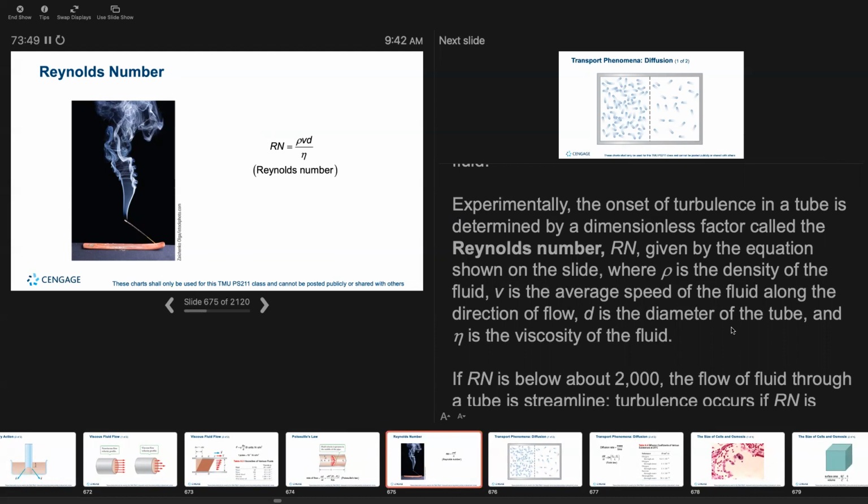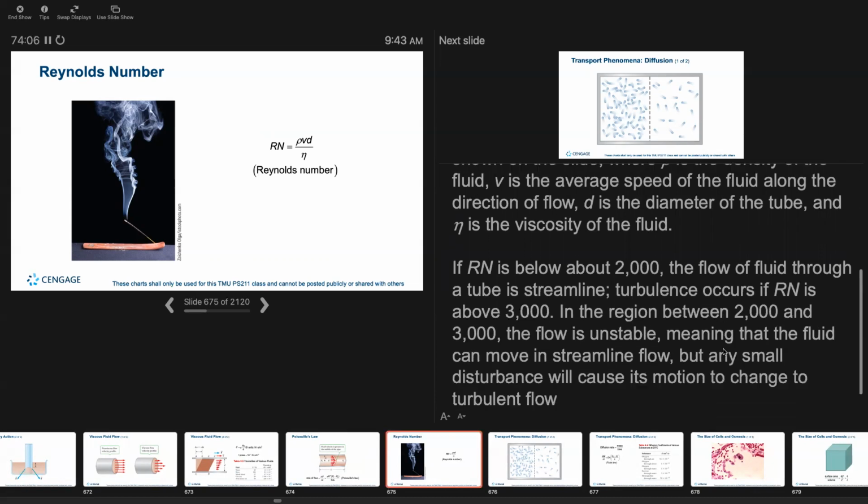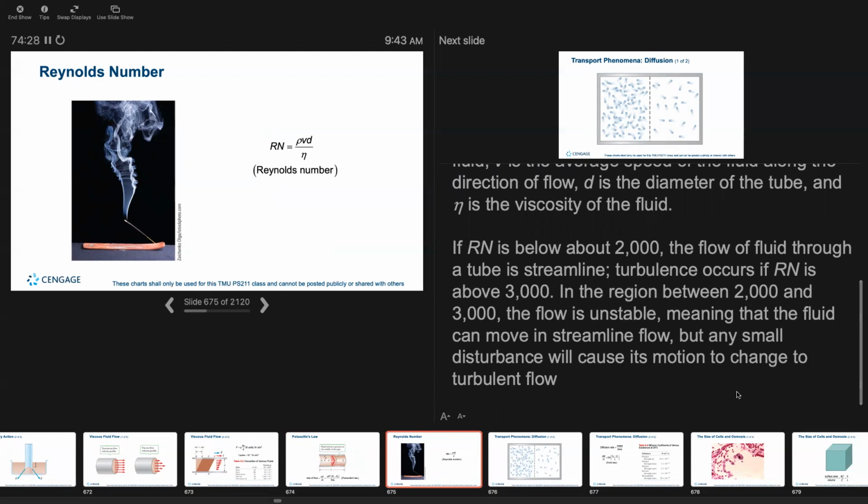It's given by the equation shown on the slide, where rho is the density of the fluid, v is the average speed of the fluid along the direction of flow in the tube, and eta is the viscosity of the fluid. If Rn is below 2000, the flow of the fluid through a tube is streamlined. Turbulence occurs if Rn is above 3000, and in the region between 2000 and 3000, the flow is unstable, meaning that the fluid can move in streamlined flow, but any small disturbance will cause its movement to change to turbulent flow.